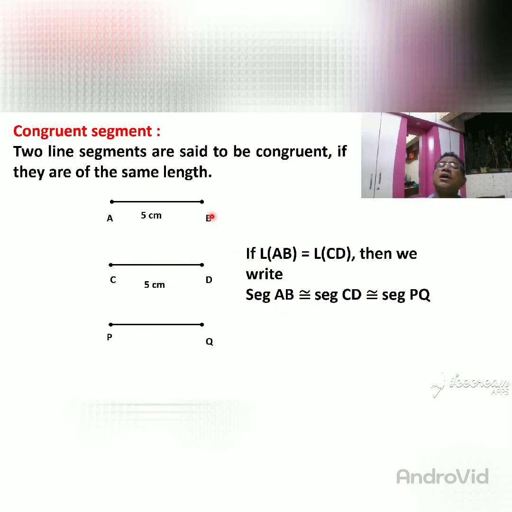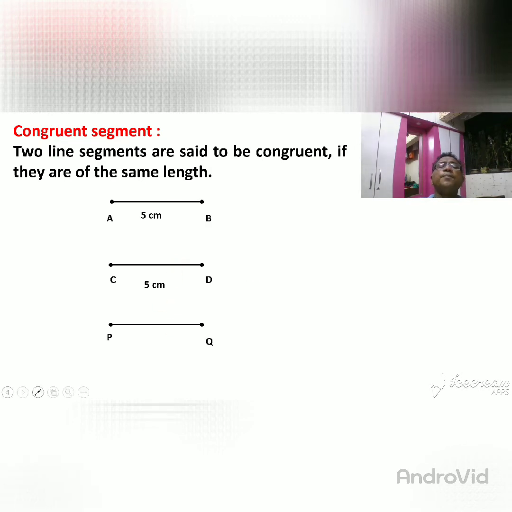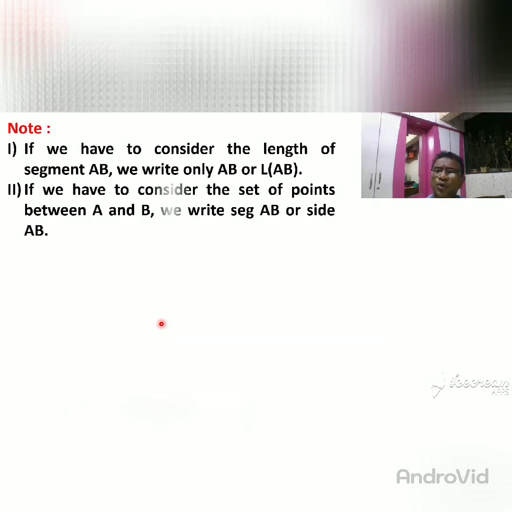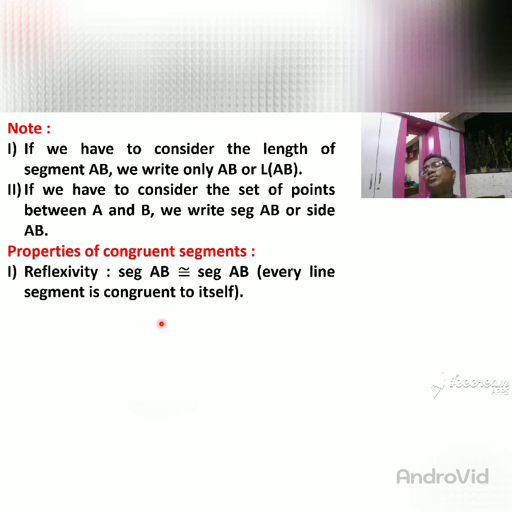Then we are going to learn the third property. Segment AB is congruent with CD, meaning the first segment is congruent with the second segment. The second segment is congruent with the third segment. That means the first segment is congruent with the third segment. Do you understand what I say? So this property we are seeing with the help of the diagram.